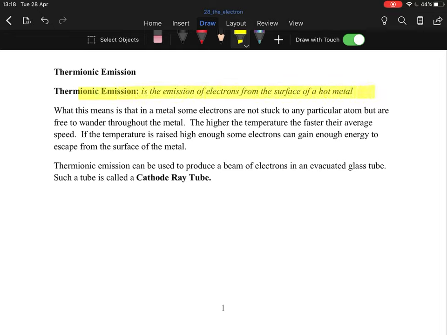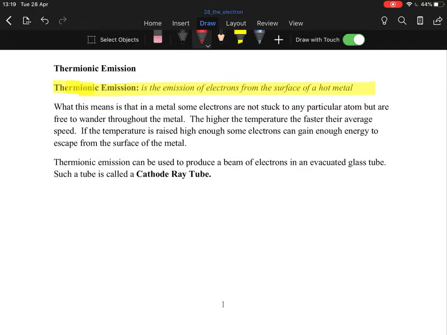So thermionic emission. Take note of this. This question will come up again later on. What is it? It is the emission of electrons from the surface of a hot metal. We heat up a metal enough that the loosest electrons get enough energy to jump and move across. It usually happens on the cathode and then they jump across to the anode.